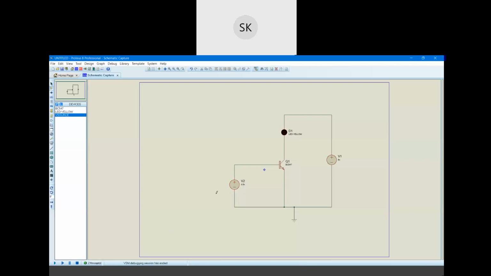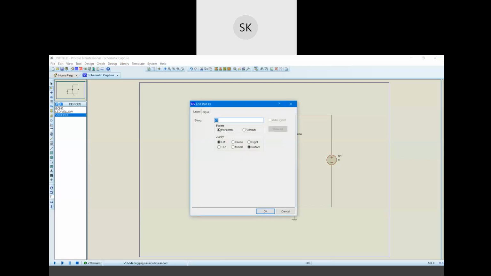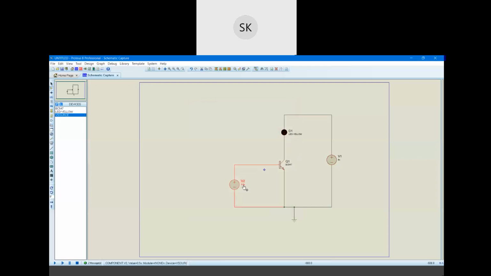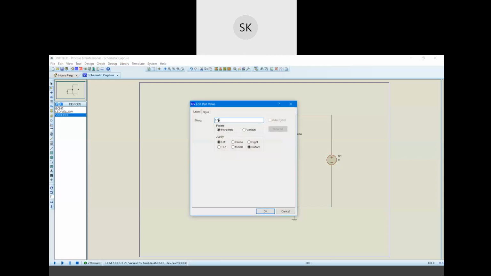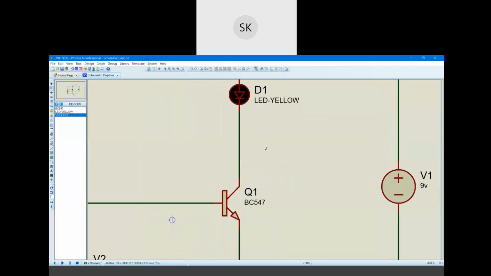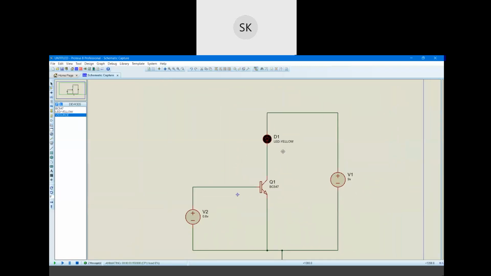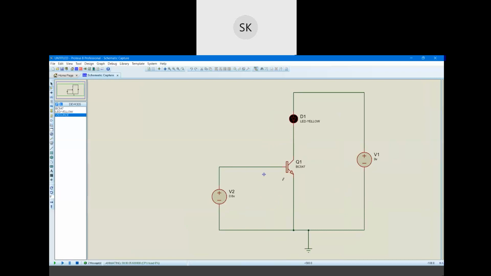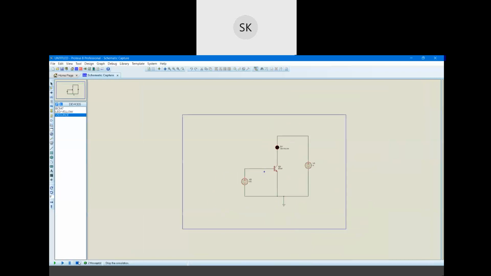But when this voltage increases further, when it reaches 0.6, again the LED is not glowing. To confirm whether current is really flowing or not, we will attach a voltmeter over there. So we will simply see whether it is really flowing or not.